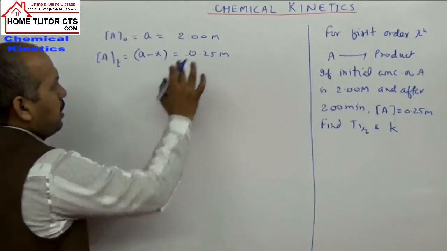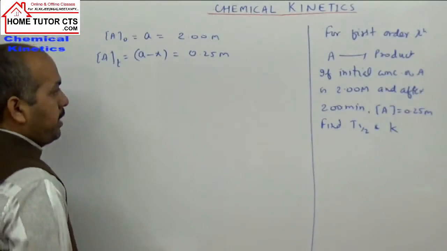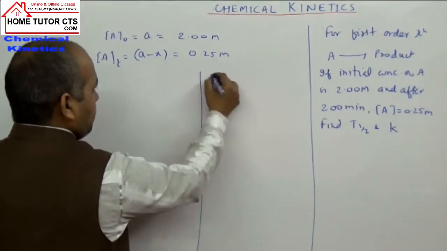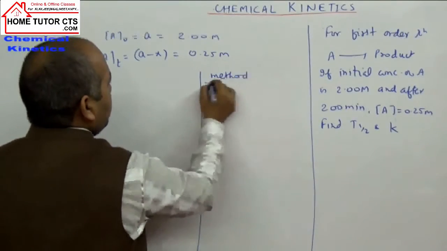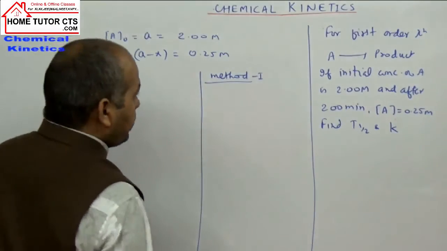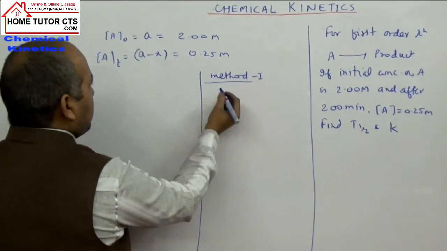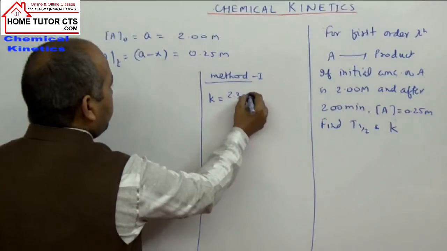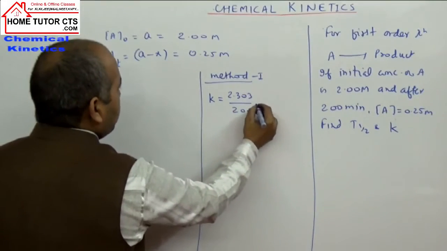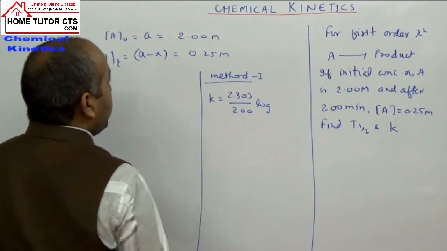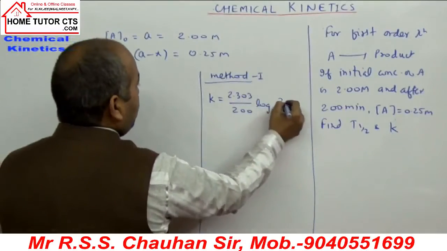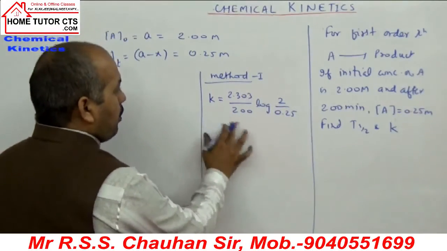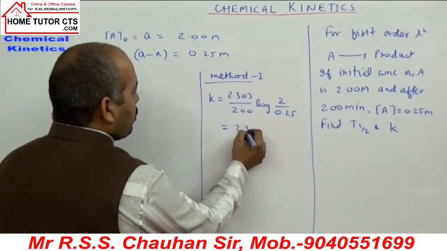So we can see in this case, if you take the ratio of concentration remaining, we can have two approaches. Method 1, by simple example of first order reaction: K will be the rate constant, 2.303, time is 200 minutes, log of initial concentration 2 by 0.25. On solving from here, we will get the value of K.